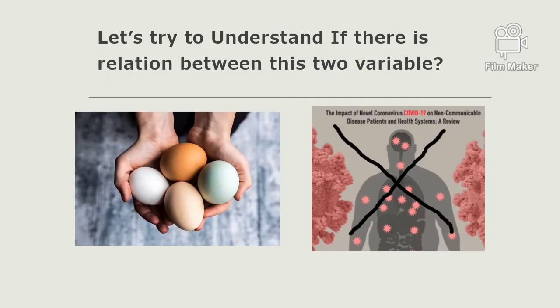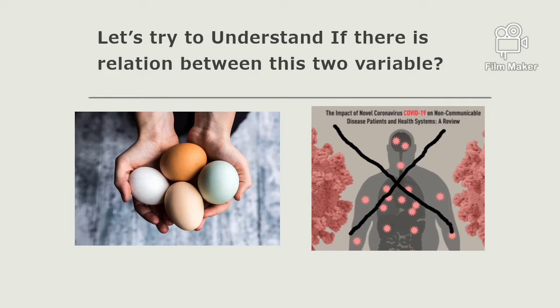Let's try to understand if there is a relation between these two variables: the egg, and to stop COVID-19. Is there a relationship between them? Sometimes people say it has a relation, or positive correlation. Others say it is negative correlation. Others say it has no correlation.